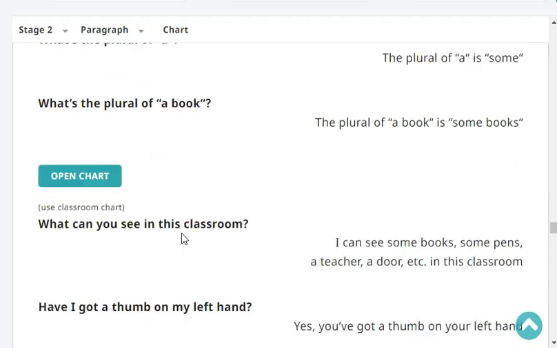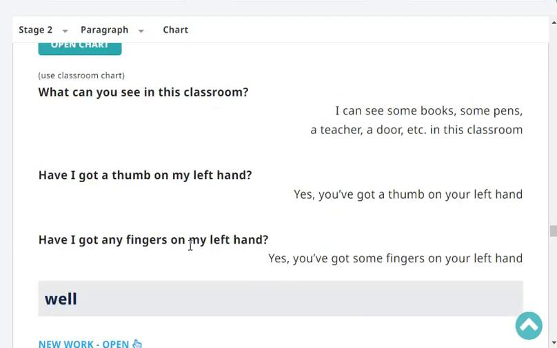What's the plural of a book? The plural of a book is some books. Very good. What can you see in this classroom? I can see some books, some chairs, a table, a window, some pictures, a clock, etc.